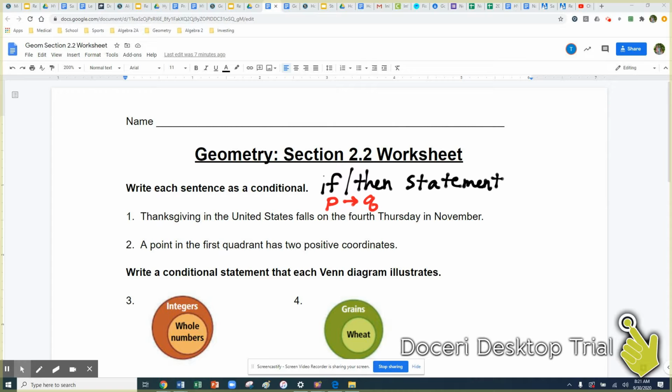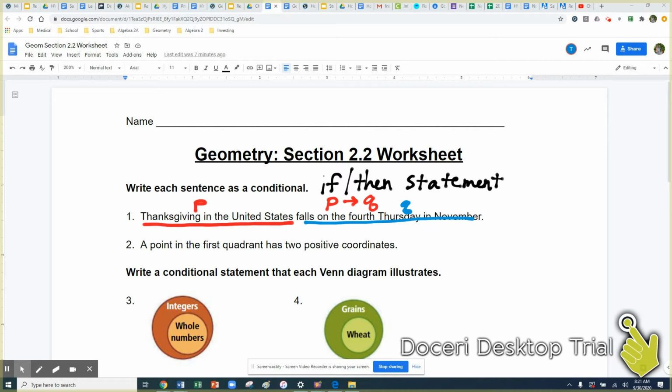So we're going to take that first statement there, and we're going to rewrite it as an if and a then statement. First thing we have to do is organize it into our hypothesis and our conclusion. So the first part of our sentence, Thanksgiving in the United States, I'm going to represent that as my hypothesis. Then the second half of the sentence, the fourth Thursday in November, is going to represent my conclusion.